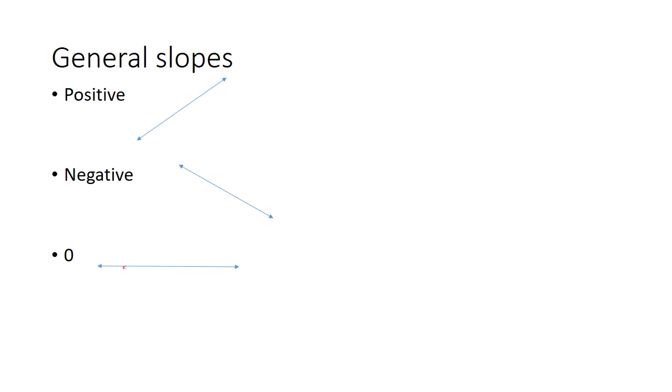You can have a zero slope, which is a horizontal line, because you don't rise at all. So if you were going from this point to this point, what would your rise be? Your rise would be 0 and your run might be 4. Well, what is 0 divided by 4? It's 0, so we would say our slope is 0.